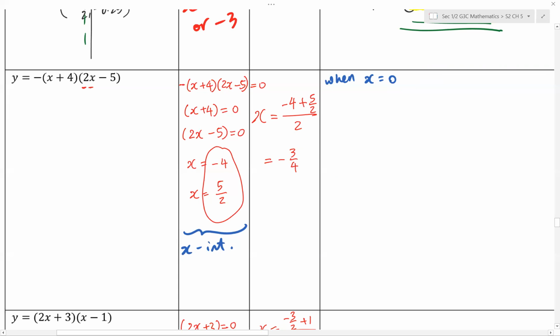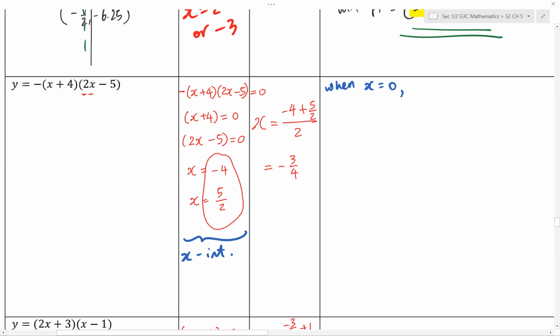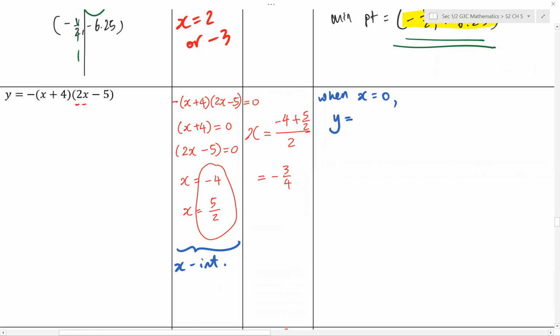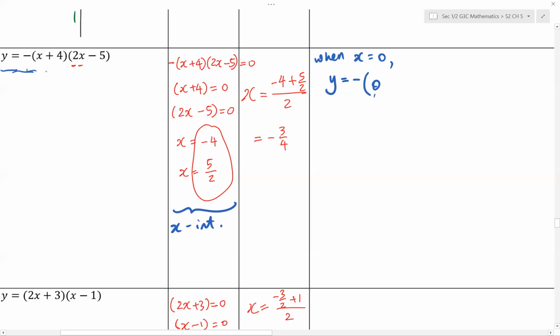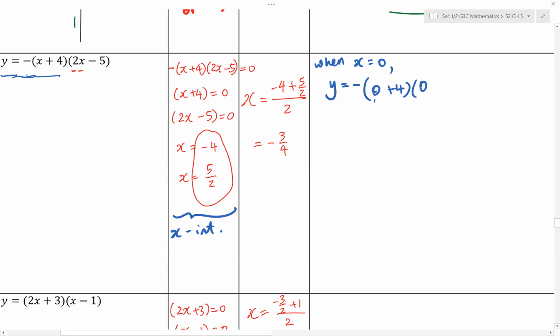This is me finding the y-intercept. It happens when x equals 0. Put down all the x values. y equals, I'm just copying, negative. See, it's a negative. Open bracket. After the open bracket, it says x. Instead of x, I'm going to put 0. Then plus 4. Close bracket. Open bracket again. 2x minus 5. 2 times 0. I'm too lazy to write 2 times 0, so I'm just going to write 0 minus 5.